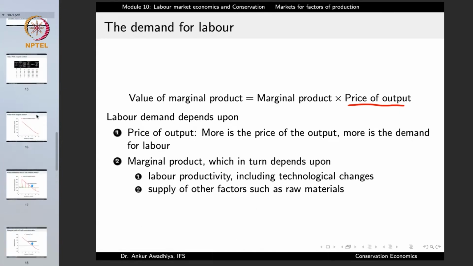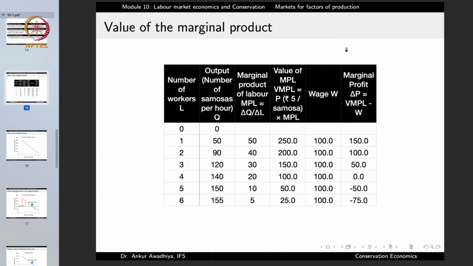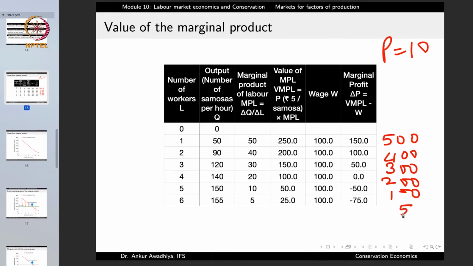Now, suppose in our example, the P in place of 5, suppose it was 10. So if we compute for P equal to 10, then the value of the marginal product of labor in place of 250, it would be 500. Here it will be 400 because what we are doing is 40 into 10 is 400, 30 into 10 is 300, 200, 100 and 50.